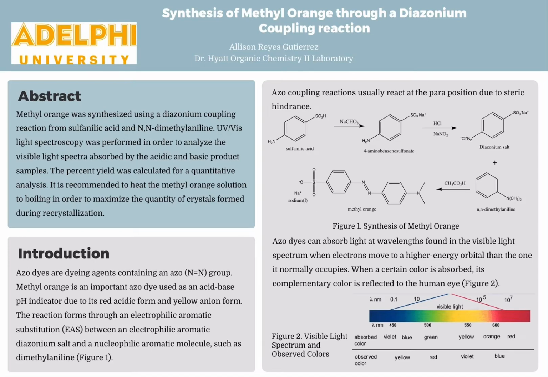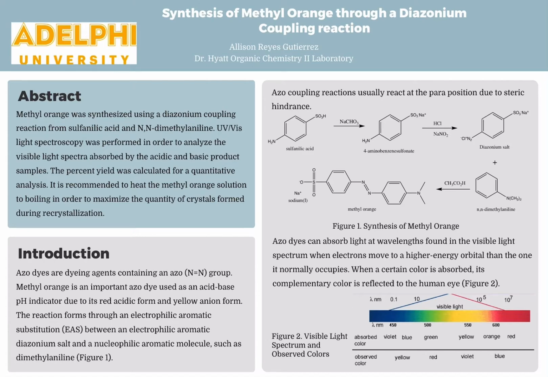The azo dye methyl orange was synthesized using sulfanilic acid and N-dimethylaniline. The product was analyzed using UV-Vis spectroscopy on the acidic and basic samples. The percent yield was also calculated for a quantitative analysis. For future experiments in the crystallization part, it is recommended to heat the methyl orange solution to boiling in order to maximize the quantity of crystals formed.